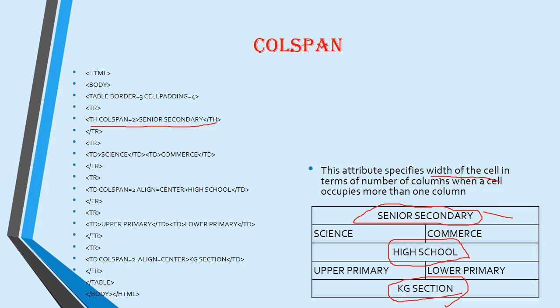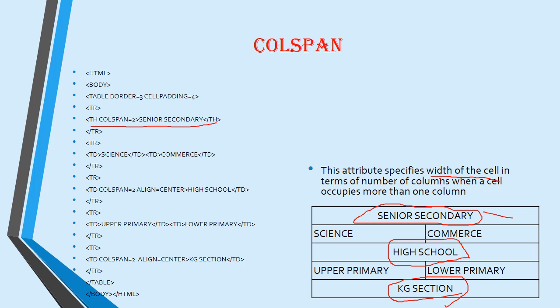If I am not aligning the header, it will be aligned to the center anyway, that's why I have not written anything on the TH. It will be at the center itself, but TD should be written where the alignment should be. Then align equal to center high school, slash TD, next is slash TR, next is TR, TD upper primary, slash TD, TD lower primary, slash TD, that row is over, slash TR.